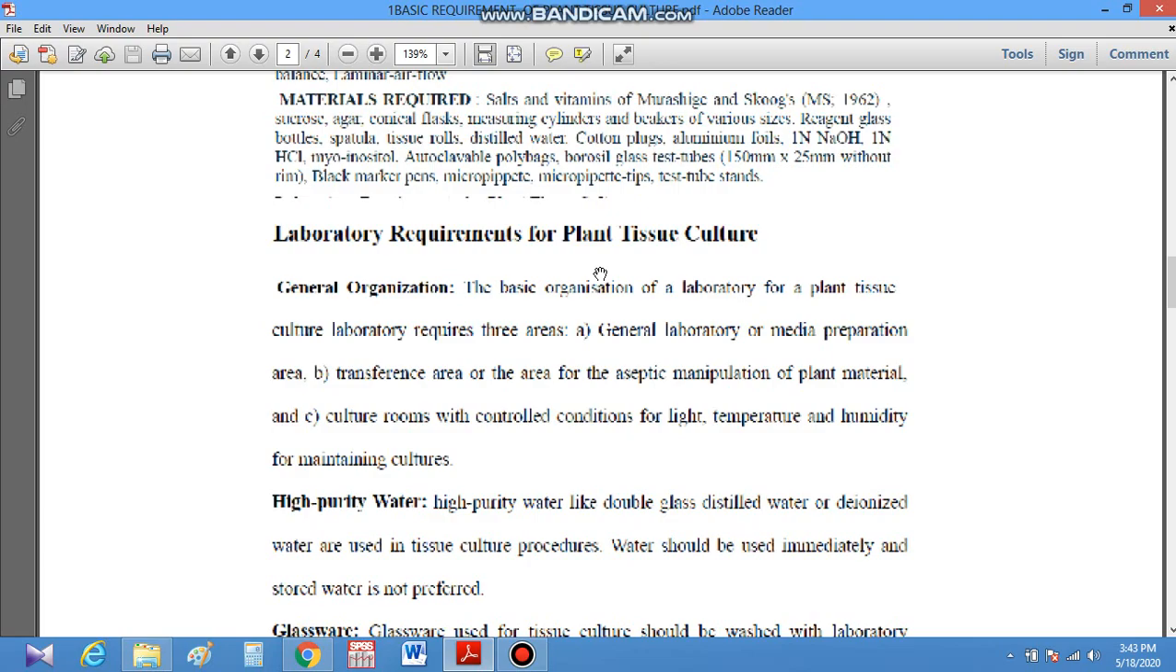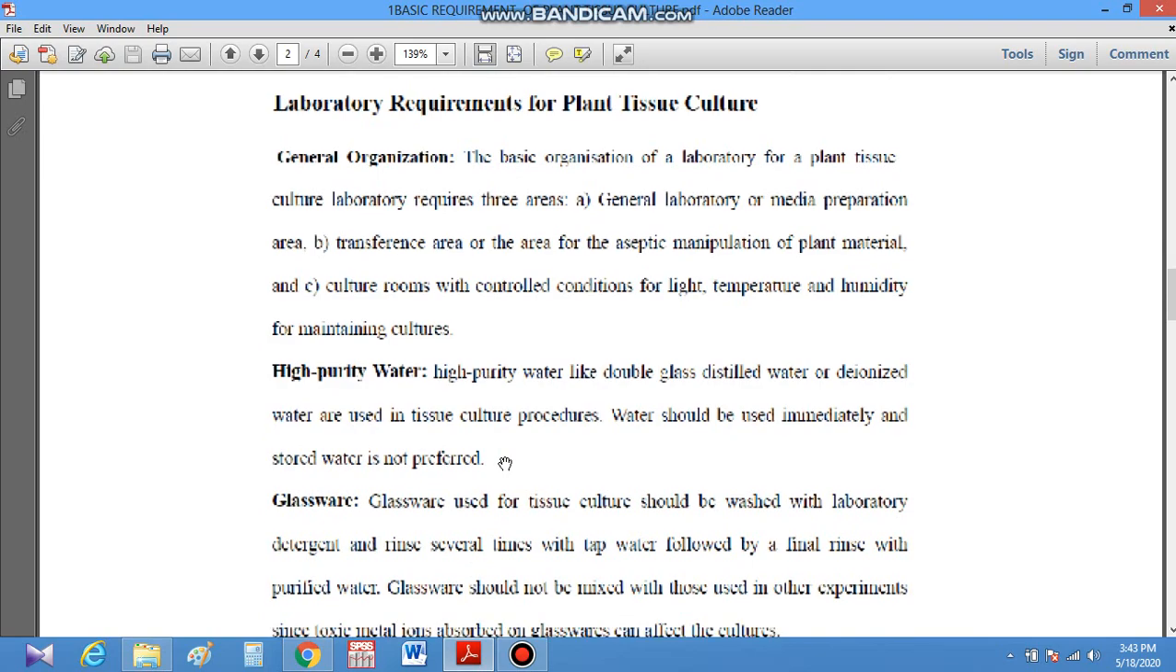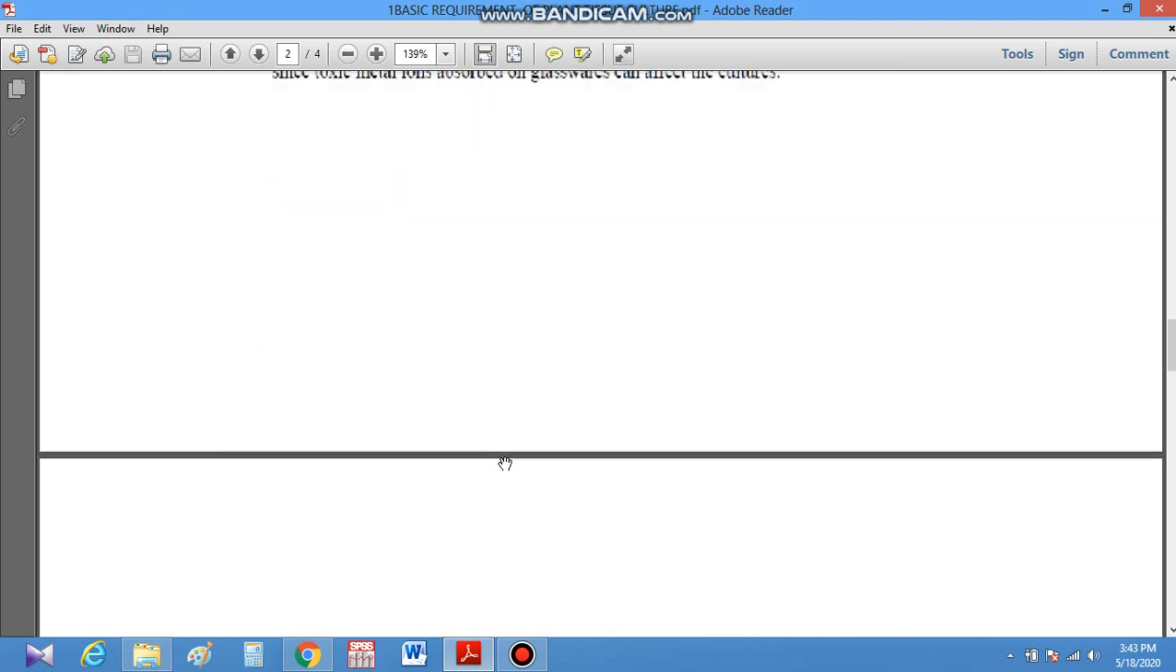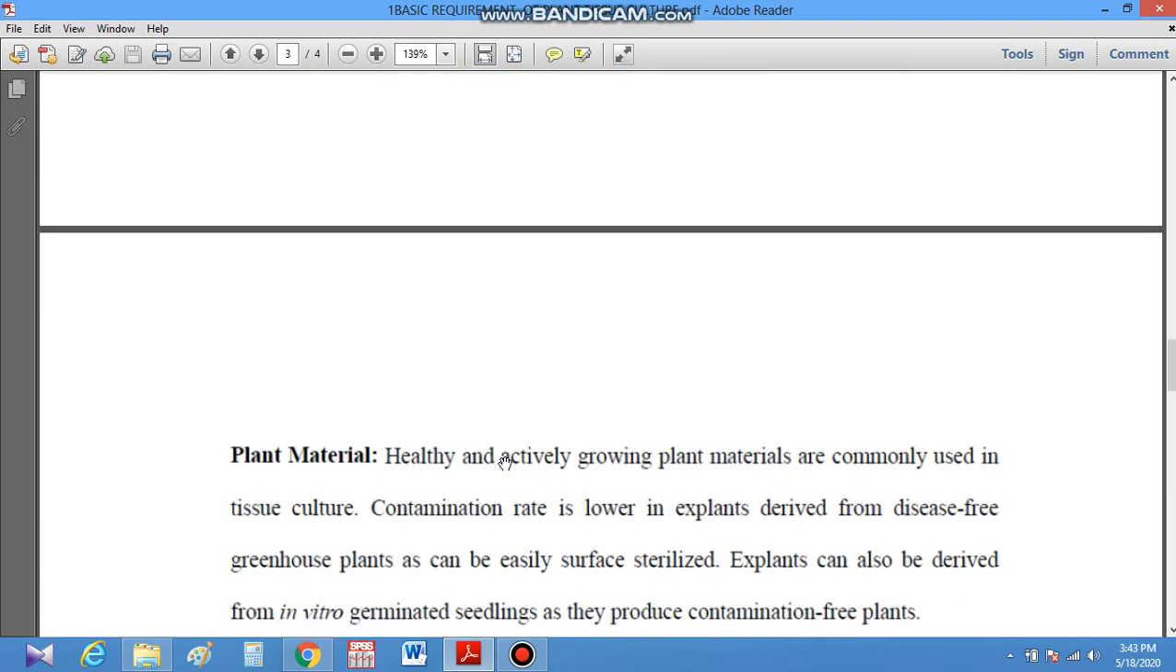For it, we use an autoclave, laminar airflow and a hot air oven to sterilize the glassware, instruments, culture room, nutrient media and plant material. For sterilization, high purity water is used and glassware is of standard quality. These are the basic requirements of the laboratory.